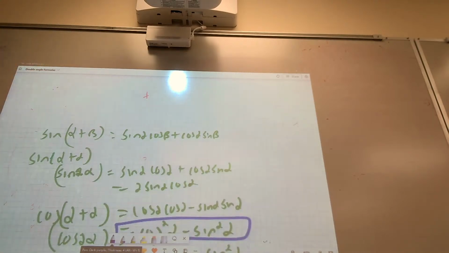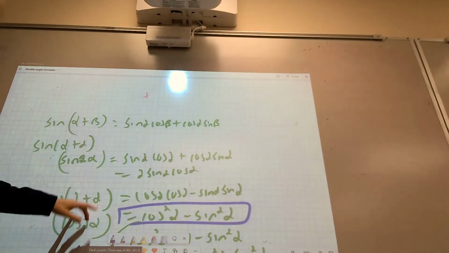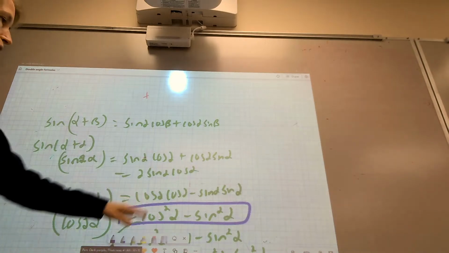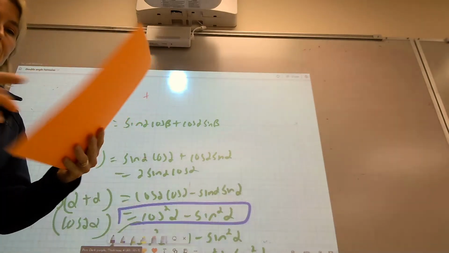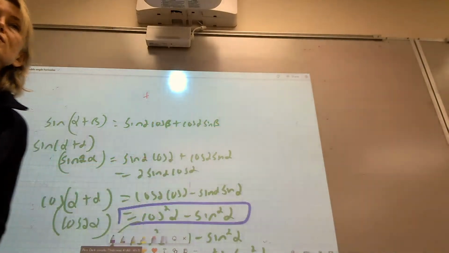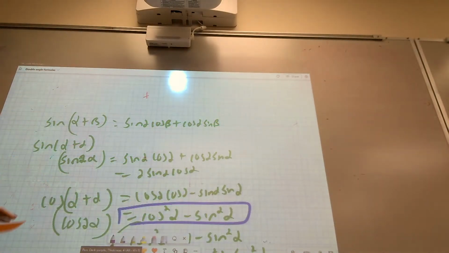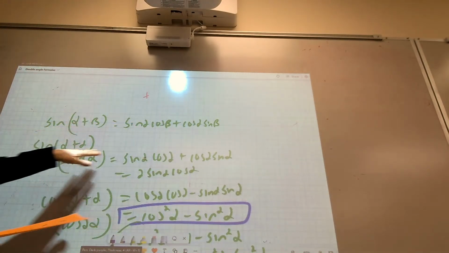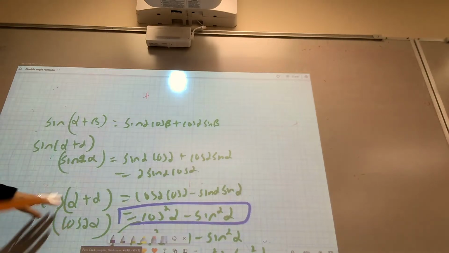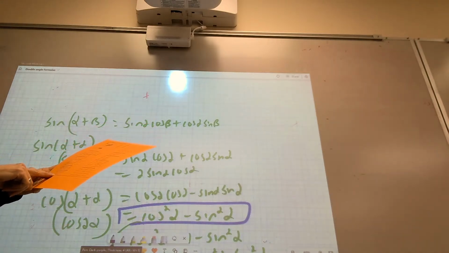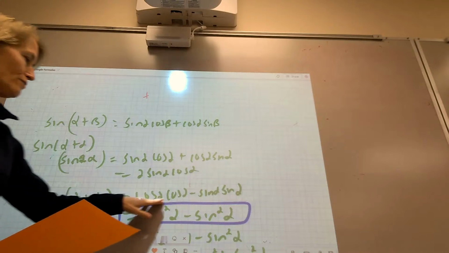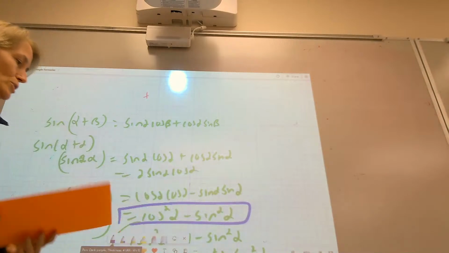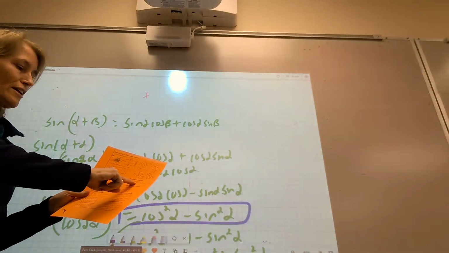Similarly, for cosine of alpha plus beta, if we replace beta with alpha, we get this. So what we're doing is building these double angle formulas from the sum and difference formulas. We take the sum and difference formula, replace beta with alpha, plug it in, and then simplify. Similarly, we have cosine of alpha plus beta. We write that out, but we replace beta with alpha. So we get cosine alpha cosine alpha minus sine alpha sine alpha. That gives us this equation, cosine squared alpha minus sine squared alpha, which is your second one right here.